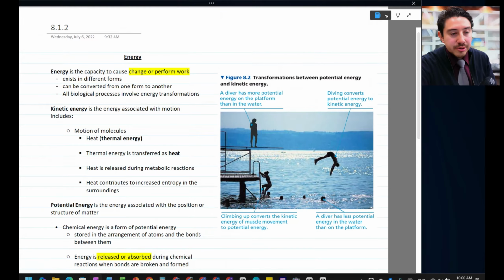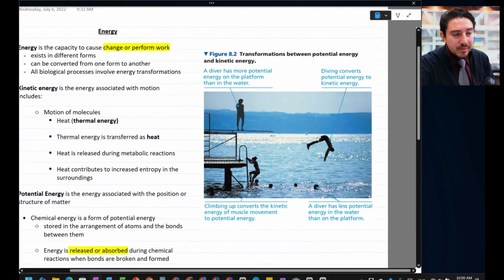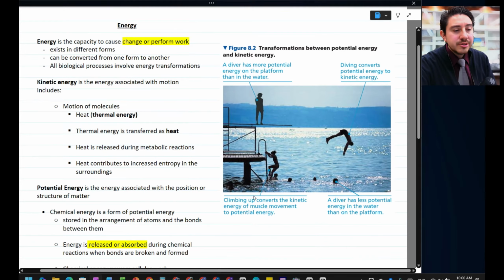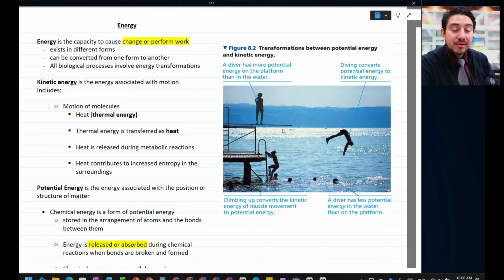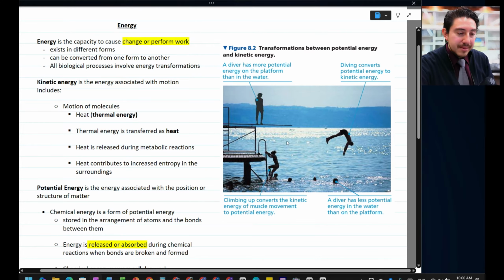And you're always having energy transformations occurring in biological systems. This is a nice example of kinetic and potential energy. You have a diver that is up on the plank that is about to jump off. Just because he's in a certain position or a certain height from the ground, he has potential energy. Okay, he can dive off. He has that form of energy that will ultimately convert into kinetic energy.